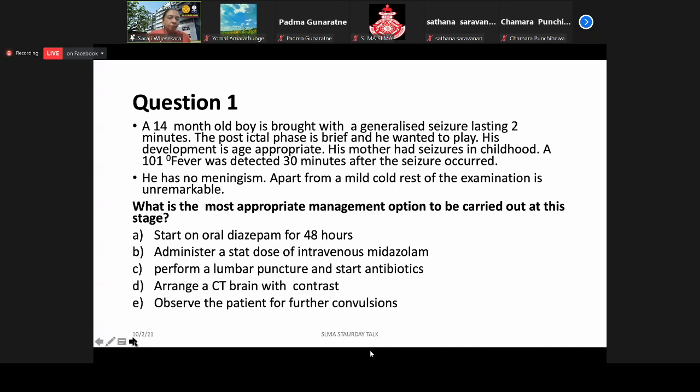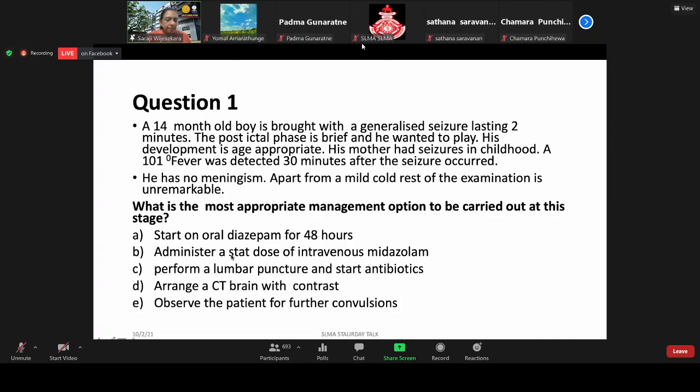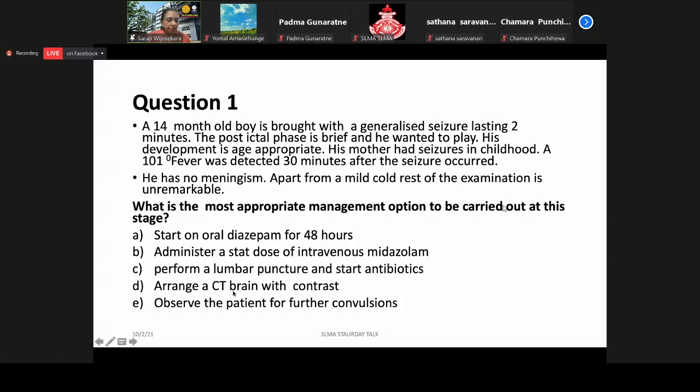So question 1: a 14-month-old boy is brought with a generalized seizure lasting 2 minutes. The postictal phase is brief and he wanted to play. His development is age appropriate. His mother had seizures in childhood. A 101 degree Fahrenheit fever was detected 30 minutes after the seizure occurred. He has no meningism, that means there's no evidence of CNS infection on examination. Apart from a mild cold, the rest of the examination is unremarkable. So what is the most appropriate management option? Start on oral diazepam, administer a stat dose of diazepam, perform a lumbar puncture, arrange a CT brain, or observe the patient for further convulsions.